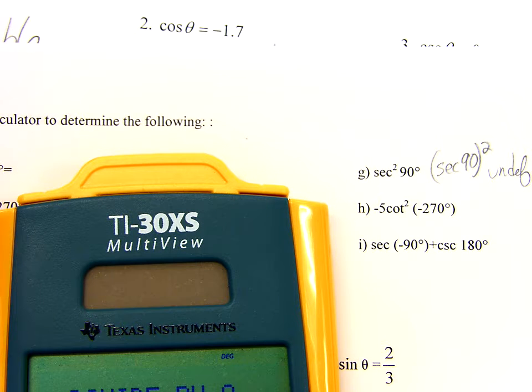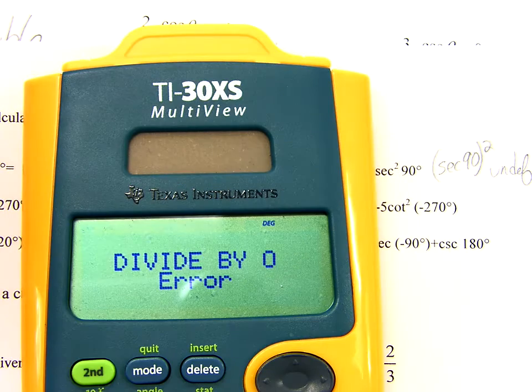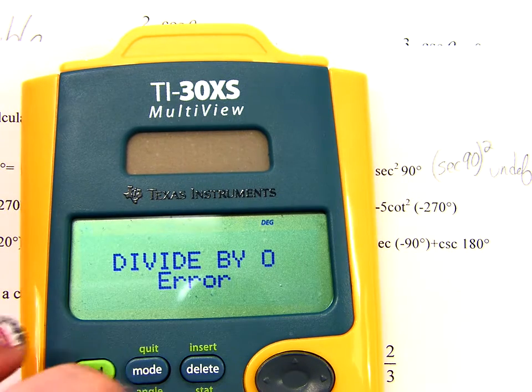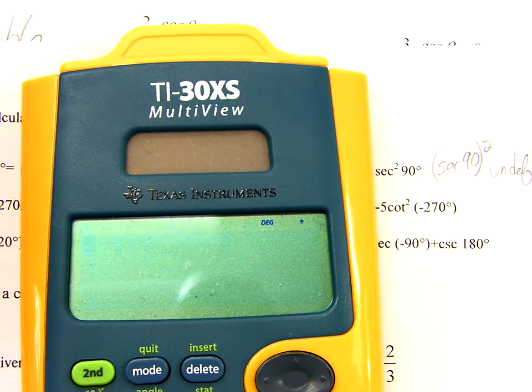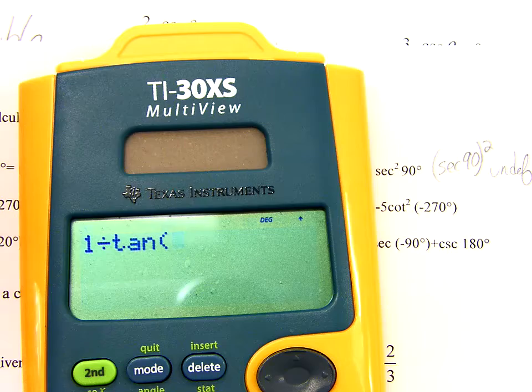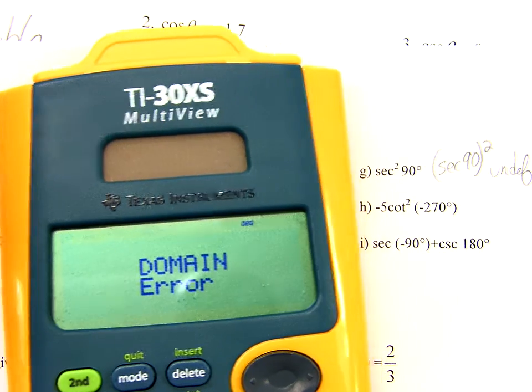Should we do H together? That'd be a good idea. So I'm going to do -5 times whatever the cotangent of -270 is, squared. So I'll get cotangent of -270 by doing what? 1 divided by tangent. Oh. 1 divided by tangent -270. Oh. What happens there?